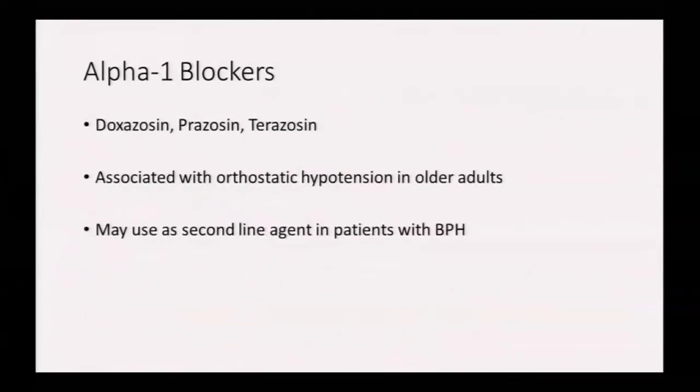Alpha-1 blockers, doxazosin, prazosin, and terazosin, are agents that could be used as second-line agents in people who have benign prostatic hyperplasia, or BPH. Any of these agents could cause orthostatic hypotension, especially in elderly people, so use them carefully.